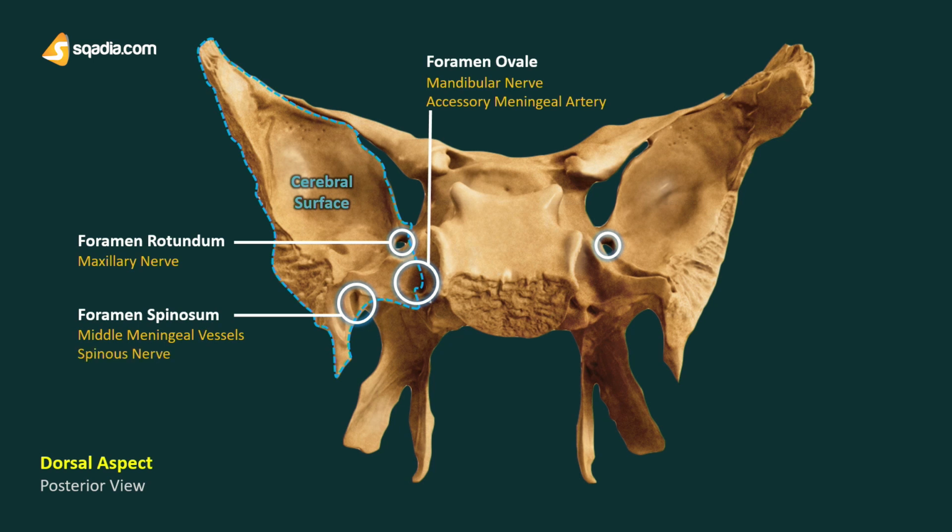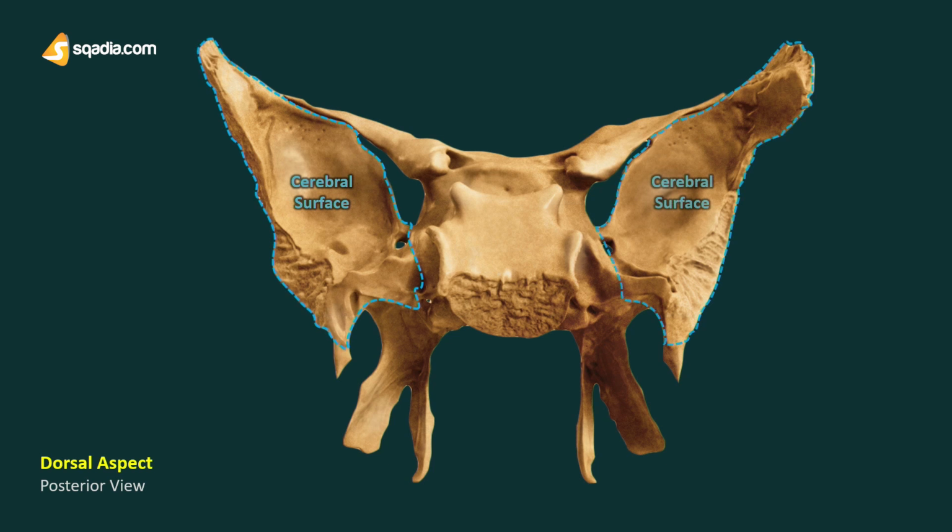So the posterior part of each projects as a triangular process which fits into the angle between the squama and the petrous portion of the temporal bone, and it presents at its apex a downwardly directed process which we call the spina angularis, or the sphenoidal spine. It serves as the origin for the sphenomandibular ligament.